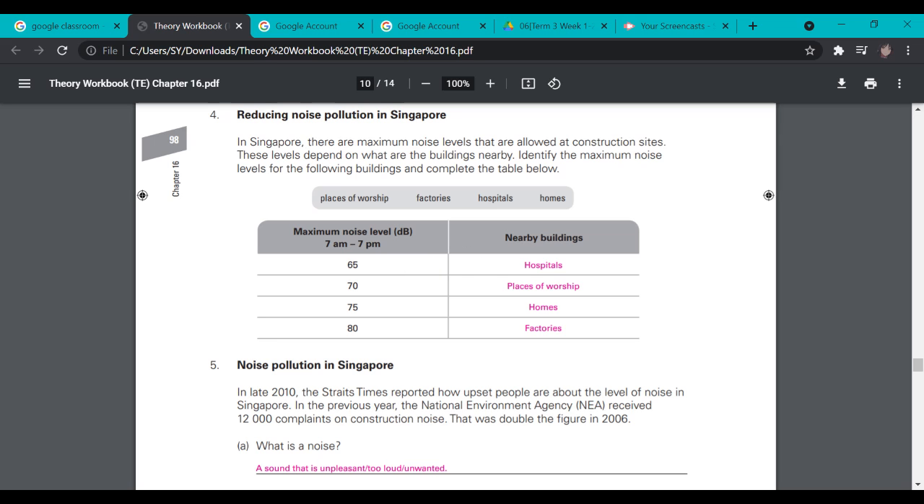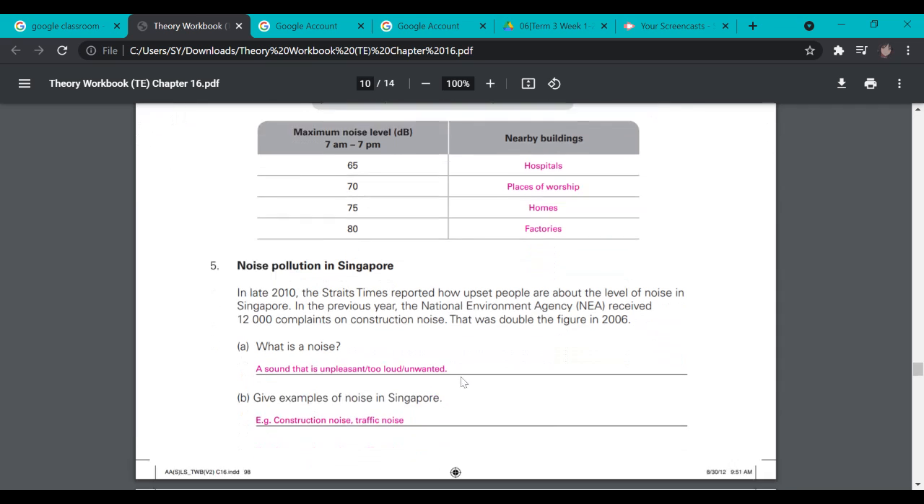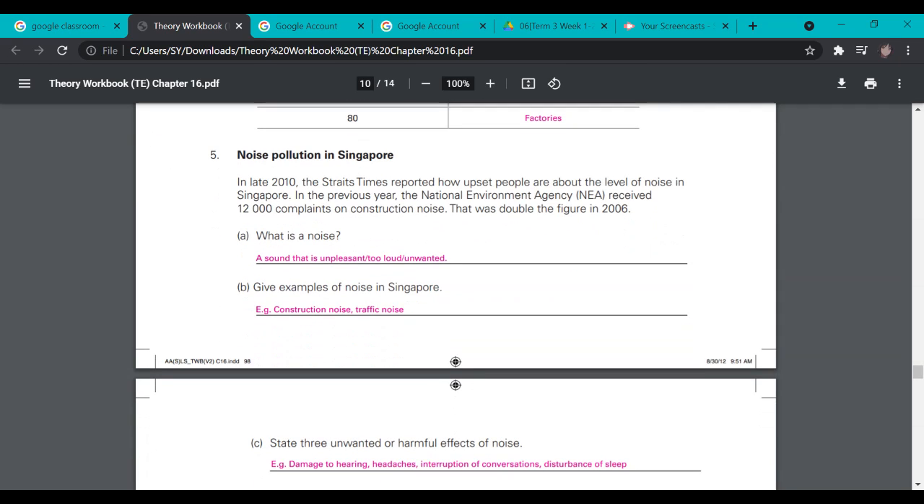So let's say if you are near factories, you actually hear a slightly louder maximum noise level as compared to if you are staying at a hospital. Because a hospital is a place where people have to rest, so the maximum noise level that they can tolerate is only up to 65. Okay, now noise pollution in Singapore. I will continue my recording in the next one, with the few more questions.